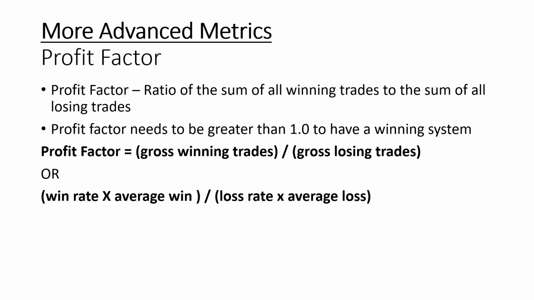The first metric we'll talk about is profit factor. Everybody has, I'm sure, heard of profit factor. It is the ratio of the sum of all winning trades to the sum of all losing trades, and profit factor needs to be greater than 1.0 to have a winning system. There are two different ways to calculate it. You can say profit factor is the gross winning trades divided by the gross losing trades, or the win rate times average win, divided by the loss rate times average loss.